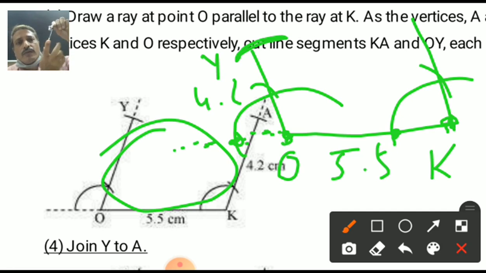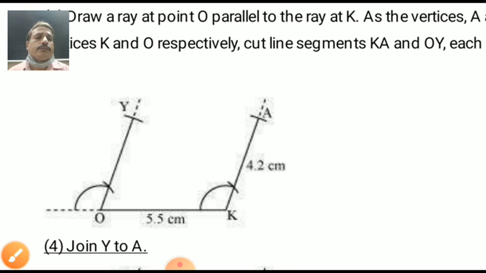Where to keep the point? It has to be kept on O. In the same way, keep it on K and take A. K to A is 4.5 centimeter. Don't make a mistake, and hold down the pair of compass properly. Now you have 2 points, A and Y. What will you do now? With the help of a scale, you can join both points, join Y to A, or join Y and A.